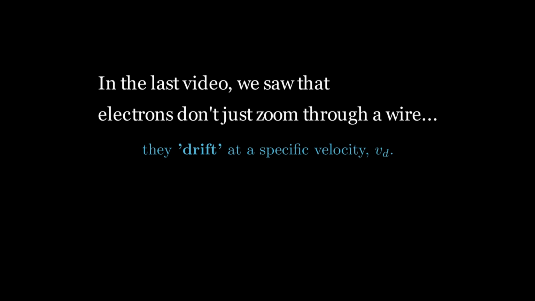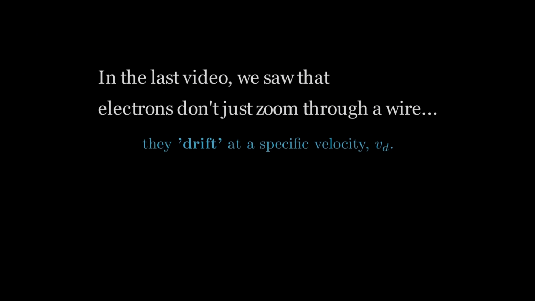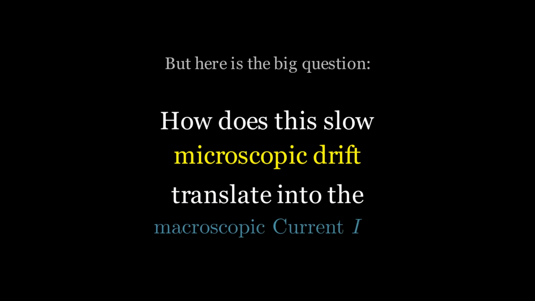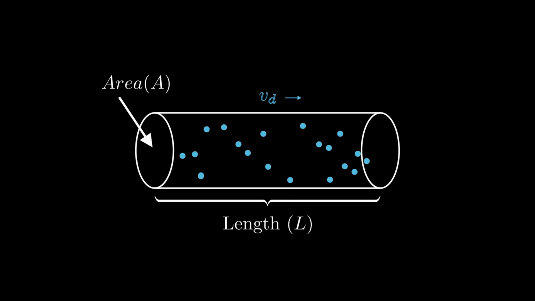In the last video, we saw that electrons don't just zoom through a wire, they drift at a specific velocity Vd. But here is the big question. How does this microscopic drift translate into macroscopic current I that we measure in amperes? Let's derive this relationship. Consider a small section of a conductor with length L and cross-sectional area A.